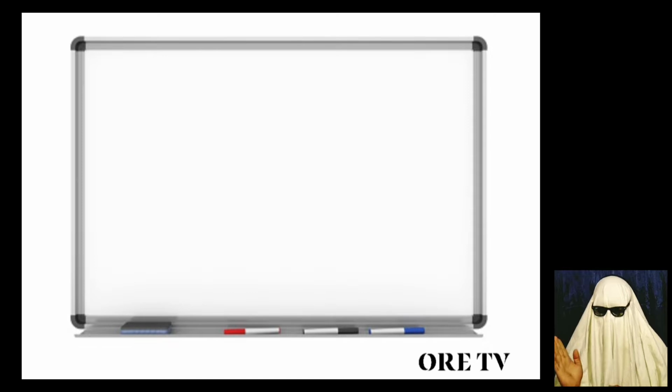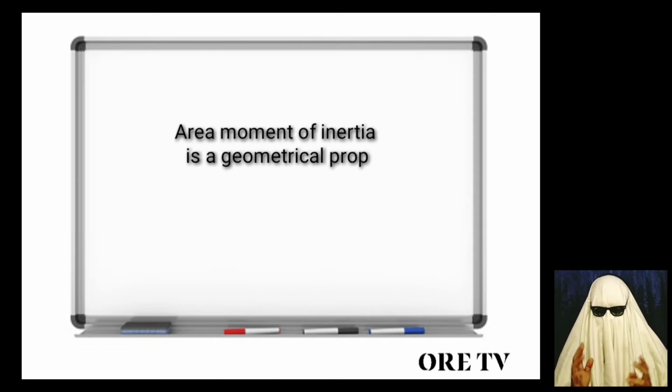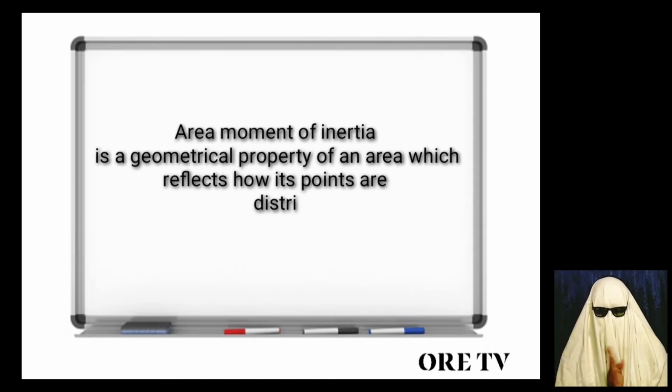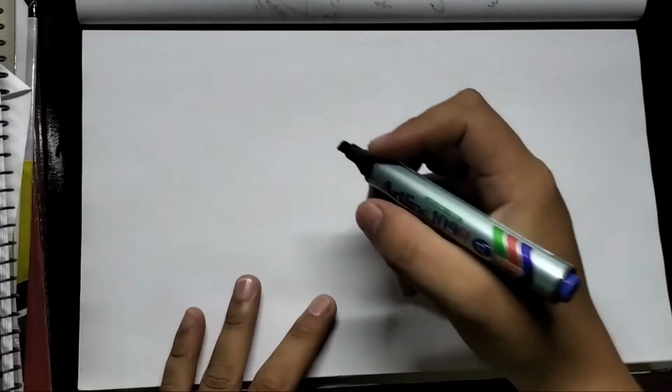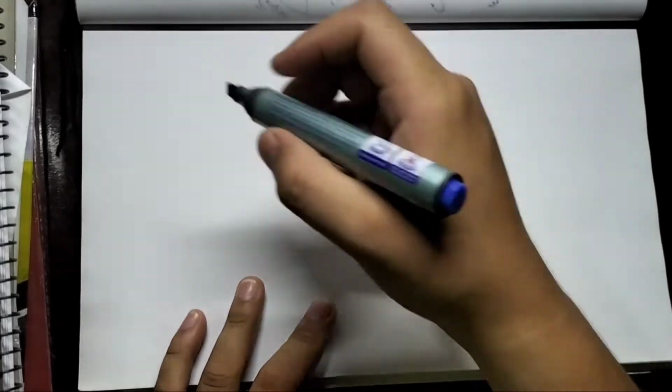Now, let me define what is area moment of inertia. Area moment of inertia is a geometrical property of an area which reflects how its points are distributed with regards to an arbitrary axis. Para mas maunawaang maigi ang aking mga sinasabi, panoorin na lamang ang susunod na video at ang mga halimbawa. So, paano nga ba na-derive yung ating formula ng moment of inertia?